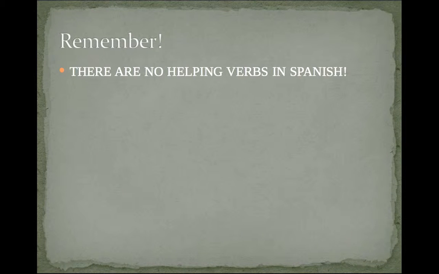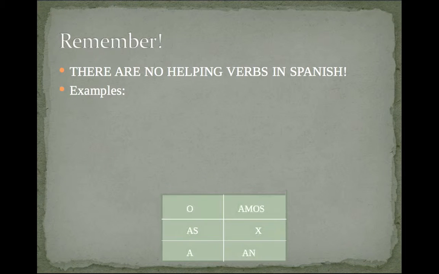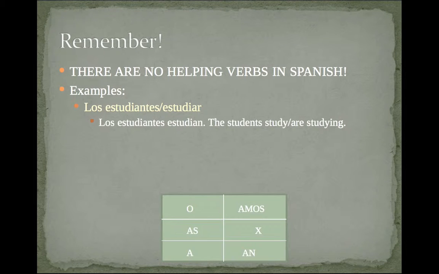All right? Keep in mind, like I said, I'm going to say this a lot, there's no helping verbs in Spanish. So here's some examples. There's your endings just to help you in case you need them. We have los estudiantes and estudiar. So I want to say the students study or the students are studying. It's just los estudiantes estudian. Dropped off the AR ending, and because it's students, the they form, we add the AN ending, estudian.